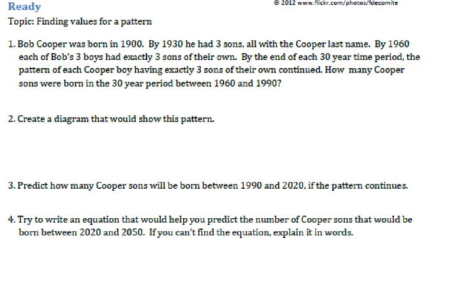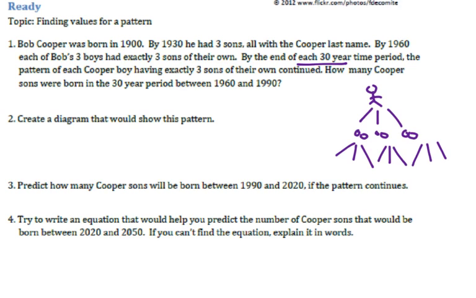But you're going to have to create a diagram on your own. So the trick is you've got Bob Cooper, who's purple, and it's saying he had 3 sons. So you draw 3 sons. I'm drawing them in baby form. You probably want to draw them in adult form, because it says every 30 years your pattern is just going to keep going. So you need to create a diagram similar to this that would show you that.